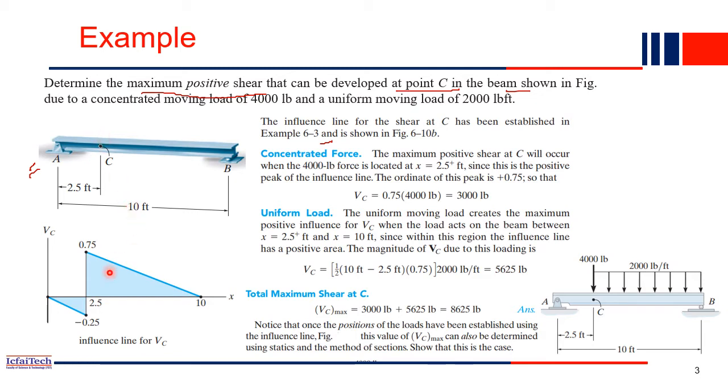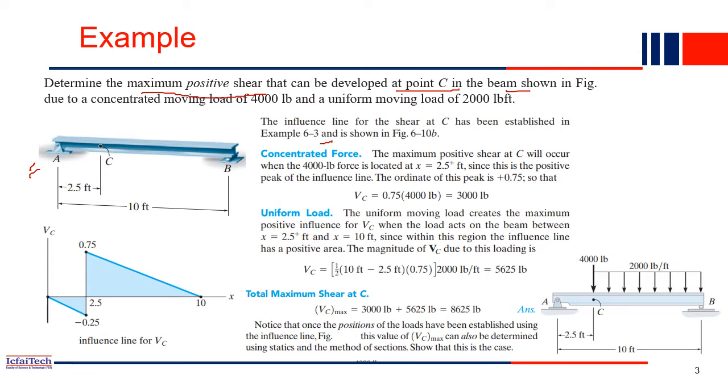So now how to do that? Here two loads are there. One is a concentrated load, another is a distributed load. So let's do it separately. First, we'll find out what is the maximum shear that will be developed because of the concentrated load at C. And secondly, we'll find out, if the uniform load is going, what is the maximum shear at C. So we'll do it in two parts.